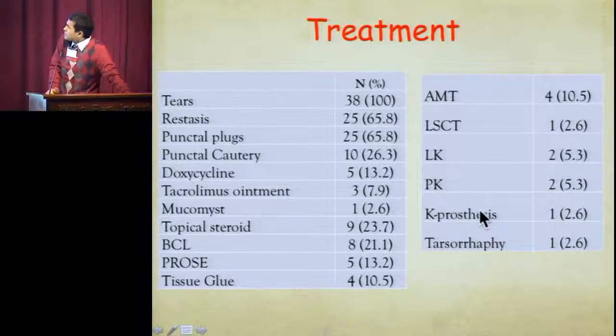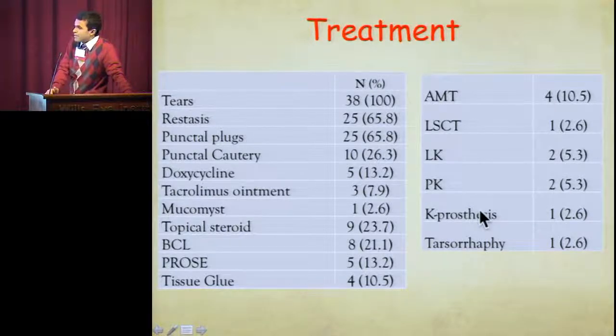Coming to the ocular management, pretty much the mainstay, your tears, Restasis, has been the mainstay in all the patients. Punctal plugs were used in almost 65% of patients, and cautery in 25%. Prose lens was used in around 5 patients, and in another 8 patients we had referred for Prose lens. Patients did not go for it because of other issues. 2 patients underwent PK, and one patient underwent a keratoprosthesis.